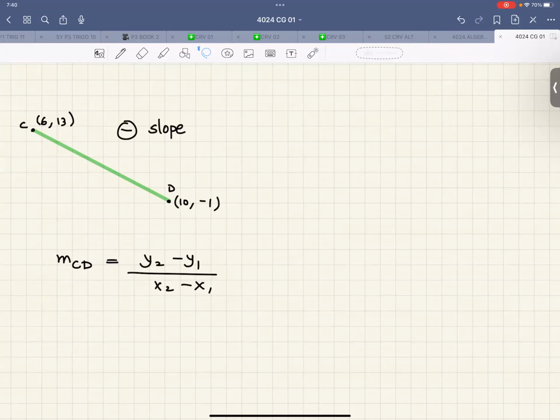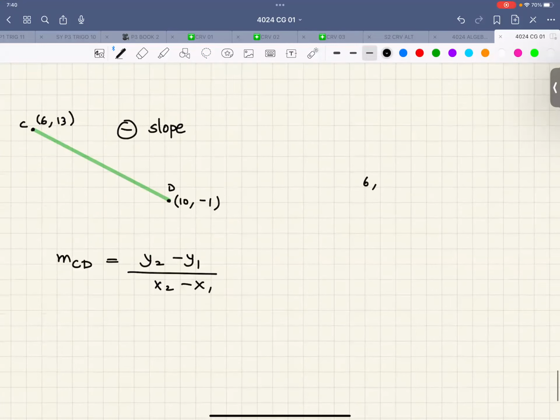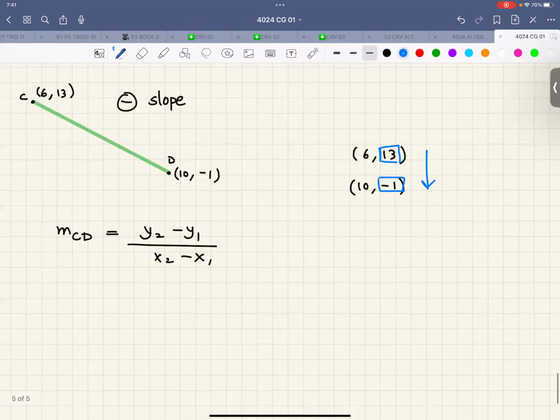Make a habit of writing down the points. That is 6 and 13 and 10 and negative 1. Let me go in this direction like this. So this is 13 minus minus 1 divided by 6 minus 10.